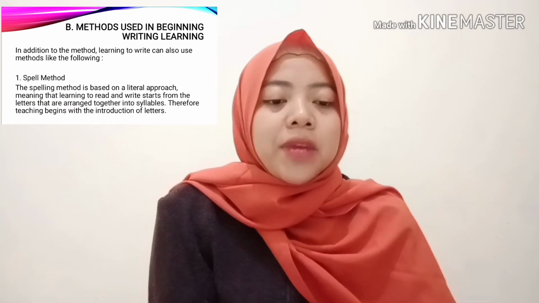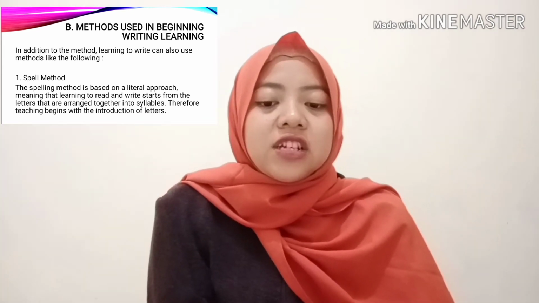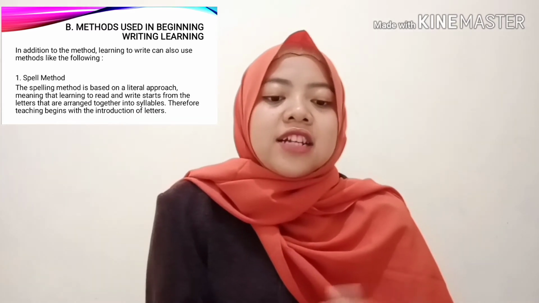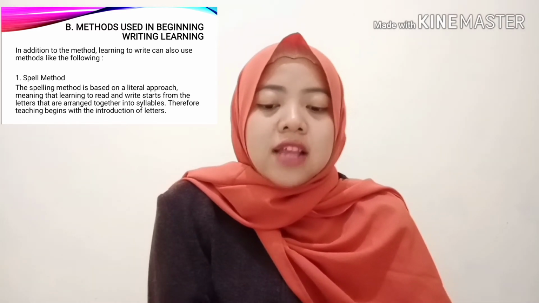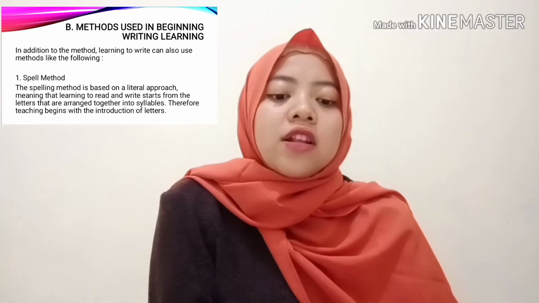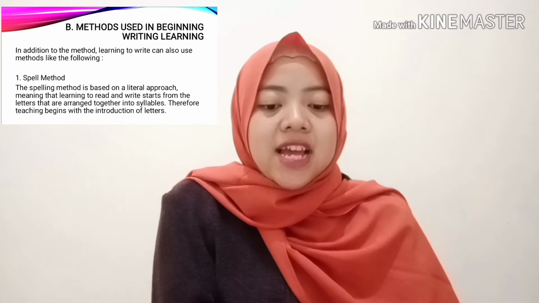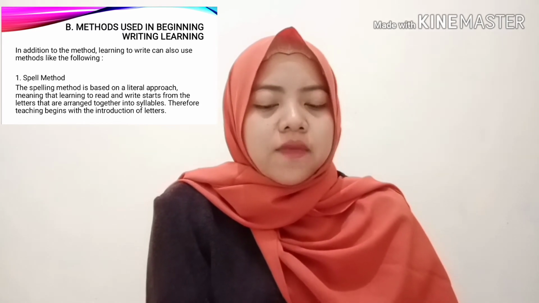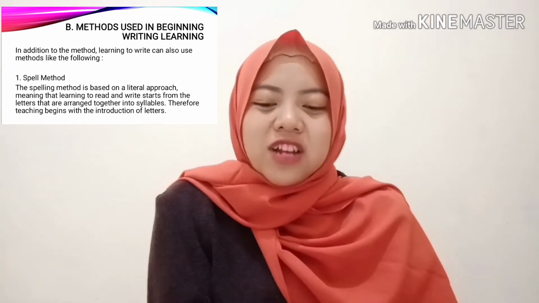Point B. Methods used in beginning writing learning. In addition to the methods, learning to write can also use methods like the following. Number 1. Spell method. The spelling method is based on a literal approach, meaning that learning to read and write starts from the letter that they arrange together into syllables. Therefore, teaching begins with the introduction of letters.